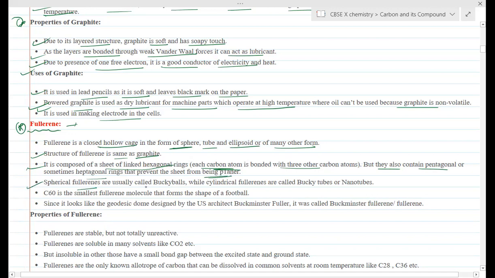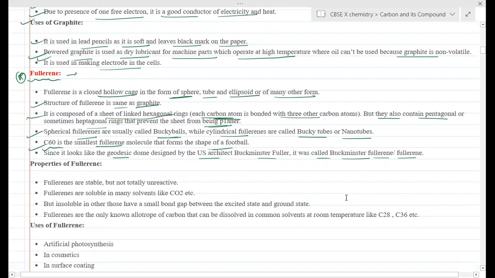Spherical fullerenes are usually called buckyballs, while cylindrical fullerenes are called bucky tubes or nanotubes. C60, carbon 60, is the smallest fullerene molecule that forms the shape of a football, since it looks like a geodesic dome designed by the US architect Buckminster Fuller. It was called Buckminsterfullerene or fullerene.